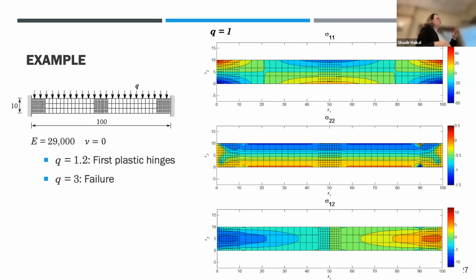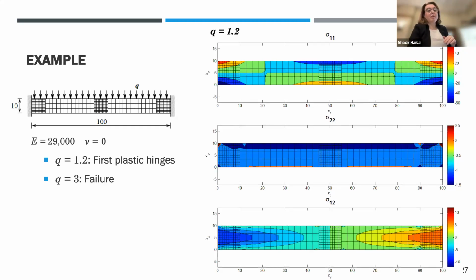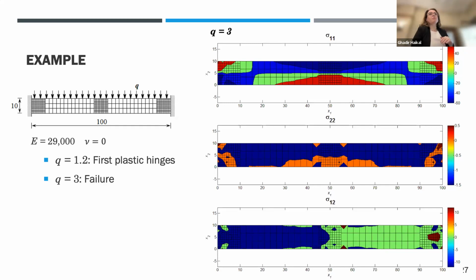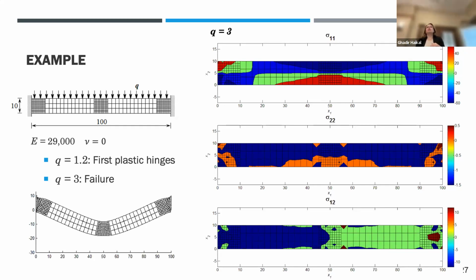This is at Q equal to 1, so right before first yield. And you can see the stress profile is very smooth. And then as I'm increasing the load, this is the first plastic hinge forming. And then I keep going, and that's at final failure. Okay, at that point, this is what the beam looks like. So I basically yielded at the edges and in the middle, and I still have that very nice stress profile that I'm looking for.